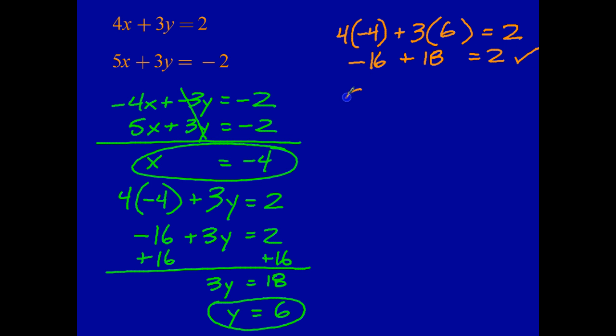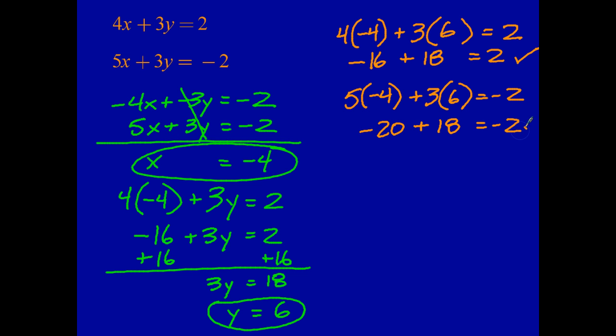Now let's try the other one. 5 times negative 4 plus 3 times 6. Does that equal negative 2? And I get negative 20 plus 18 is equal to negative 2. That one works also. All right, looking good.